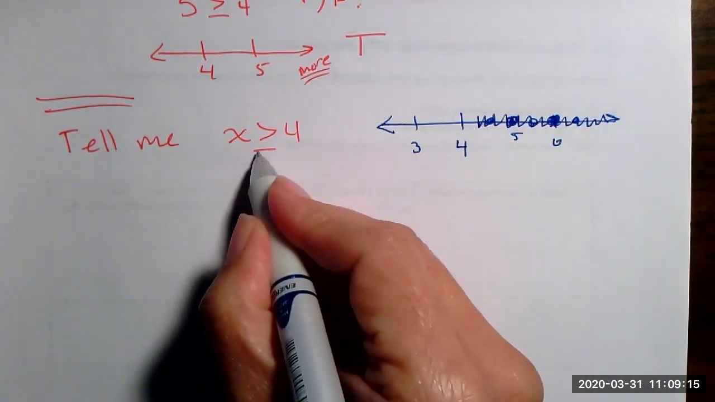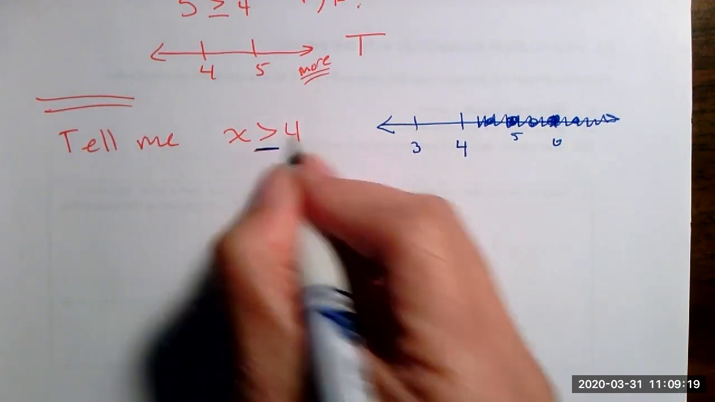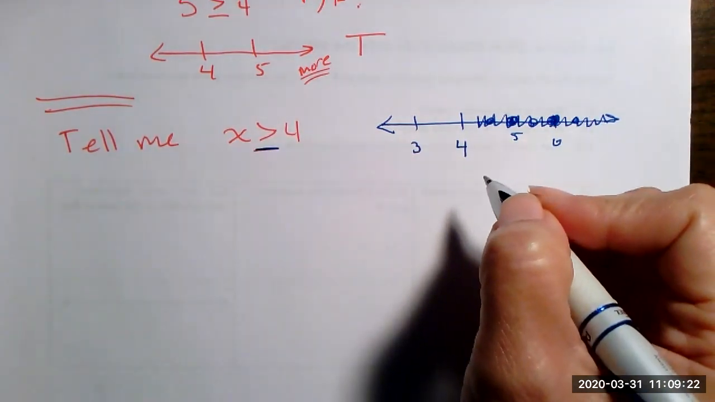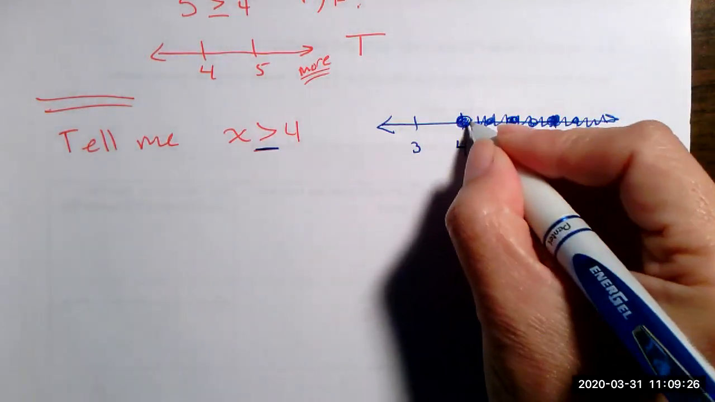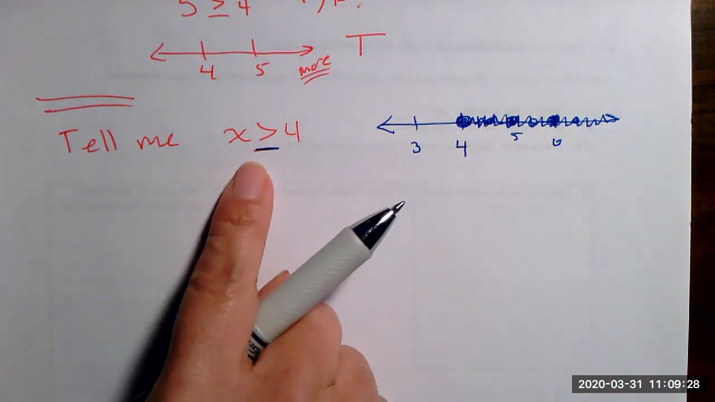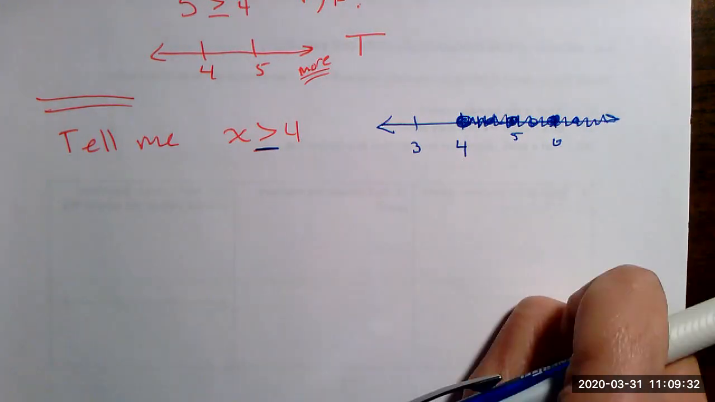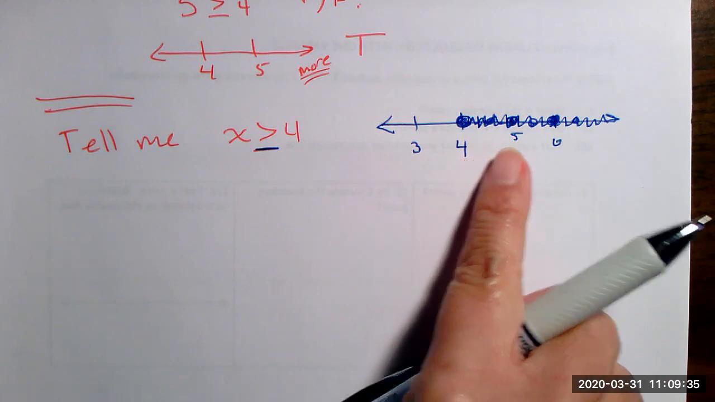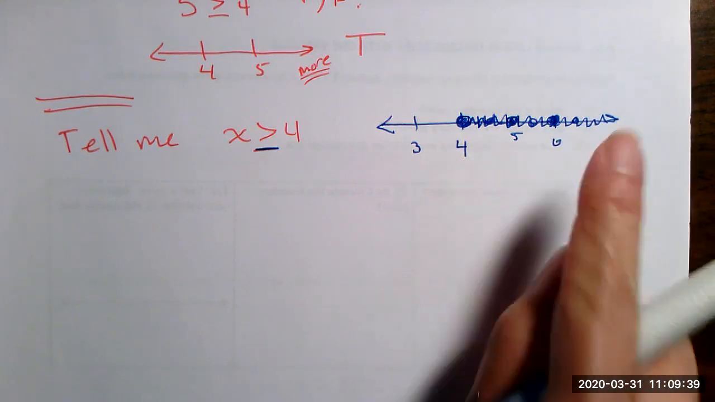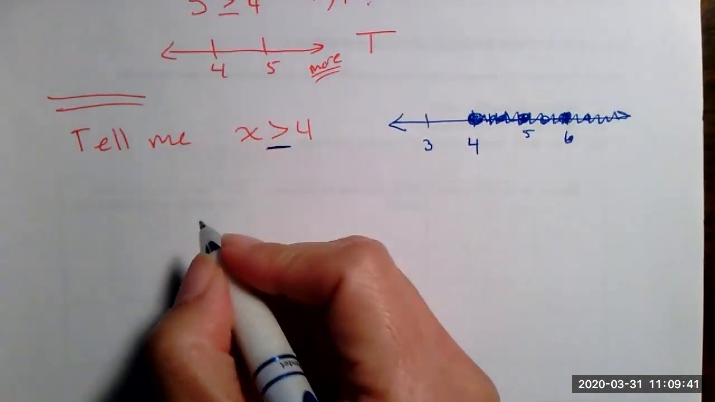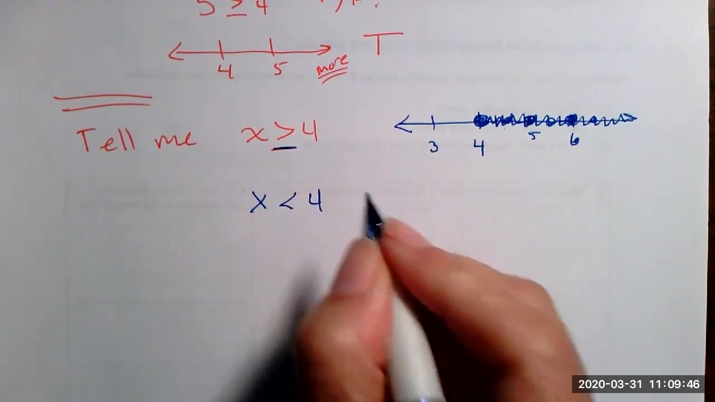What about 4? Is 4 greater than or equal to 4? See, the key here is that it can also be equal for it to be true. So this gets the dot as well. So if I have my solution as x is greater than or equal to 4, then I'm going to start at the 4 and shade all the answers that are correct. In this case, it's everything to the right. All right, what about this one? What about x is less than 4?